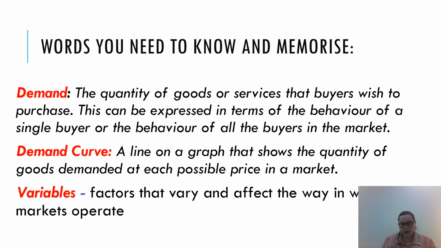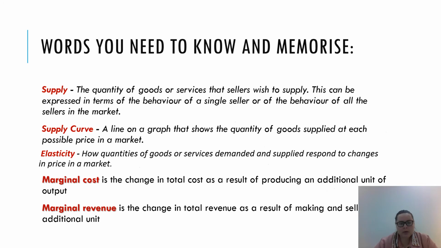And then we're going to refer to the factors that vary and affect the way the world markets operate as variables. Furthermore, you also have to know the following words. Supply is the quantity of goods or services that sellers are wishing to supply. This can be expressed in terms of the behavior of a single seller or of all the sellers on the market. And the supply curve is a graph that shows the quantity of goods supplied at each possible price on the market.